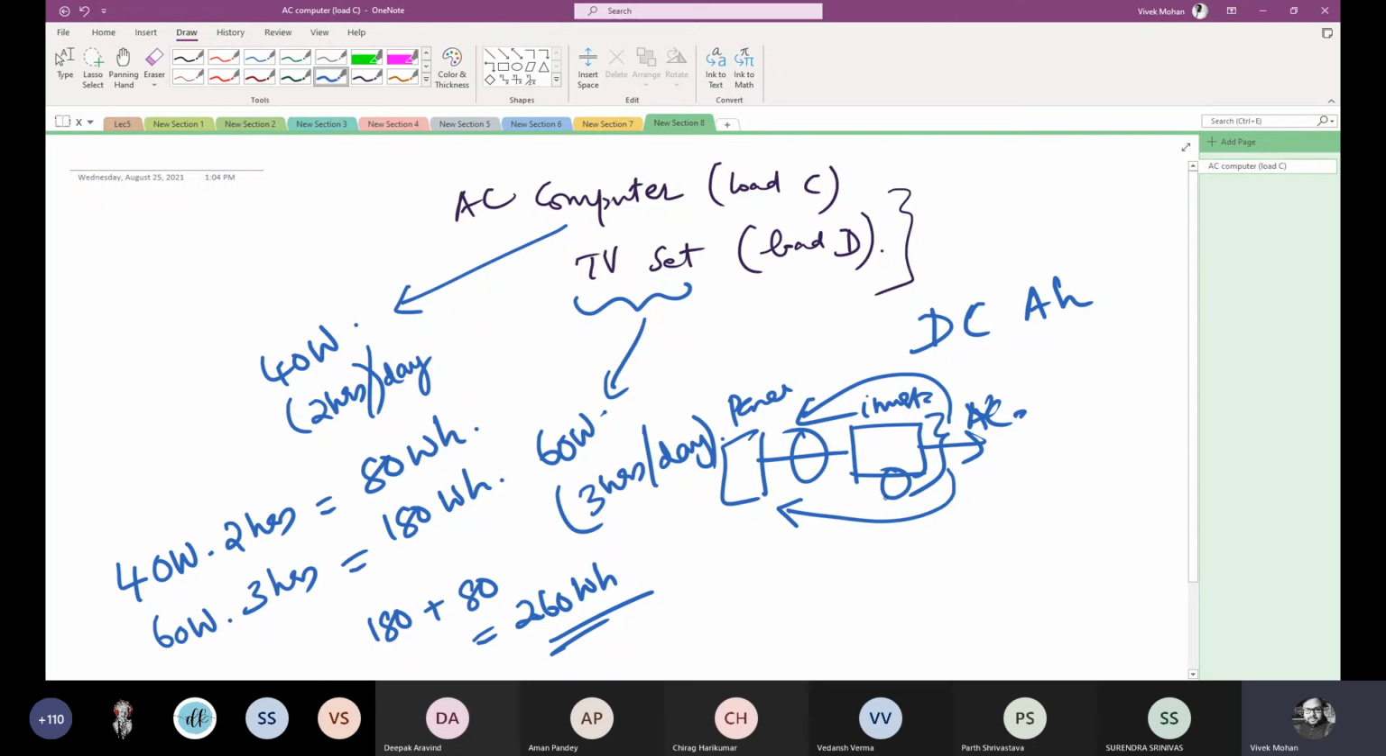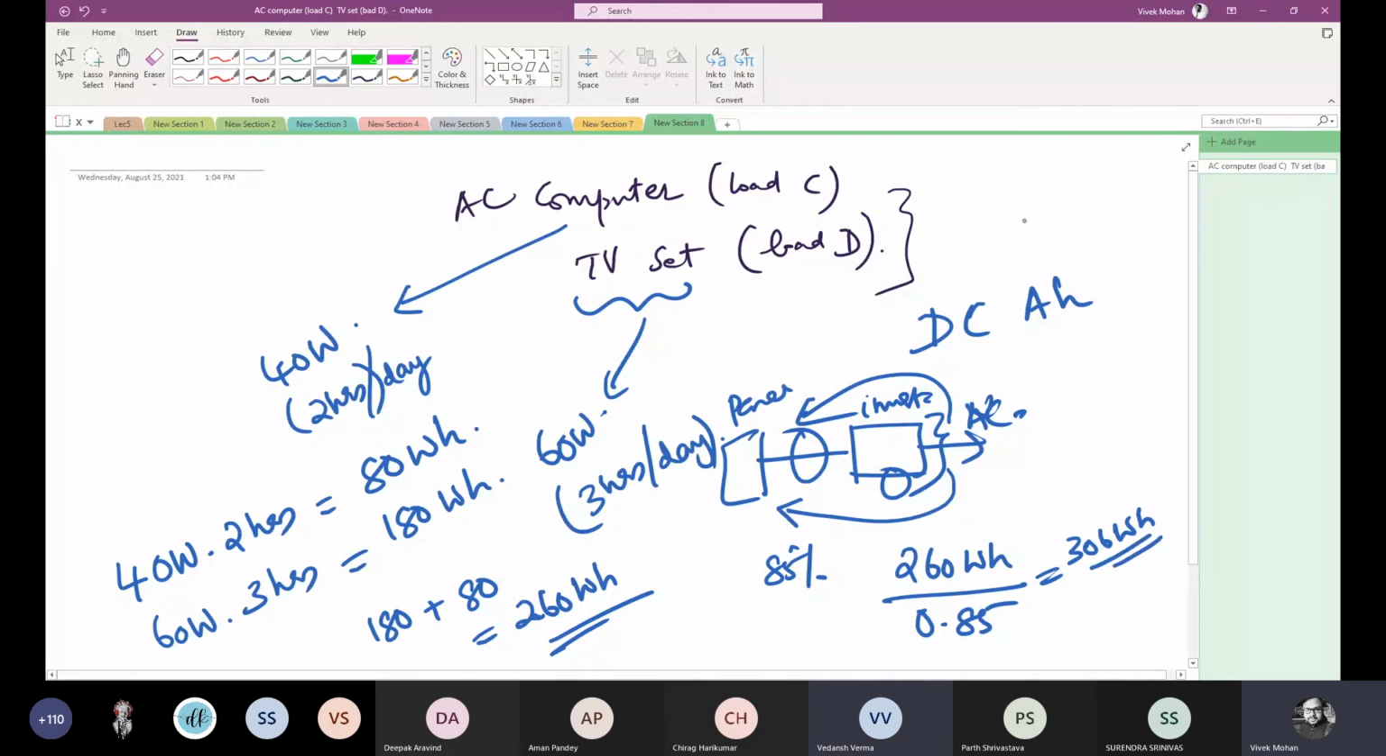I have an energy requirement of 260 watt hours, but my inverter efficiency is only 85%. So at the input side of the inverter, or at the output side of the panel, I need more energy. So how will you find it? 260 watt hours divided by 0.85. That will give you 306 watt hours. That will be the watt hours at the panel output side, that means the input side of the inverter. This is the inverter. This is the panel.